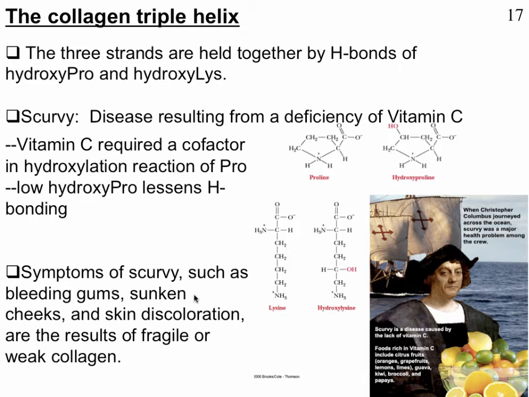So one problem that can happen from not having very good collagen is a disease called scurvy. Who's heard of it before? Some of you have, but there's an actual biochemical basis for why this happens. This disease results from a deficiency of vitamin C. Vitamin C is a cofactor required for hydroxylation of proline and lysine. So if you have lower amounts of hydroxyproline, you're going to have less hydrogen bonding, and therefore the collagen structure is not very strong. The symptoms of scurvy, such as bleeding gums, sunken teeth, and skin discoloration, are a result of having fragile or weak collagen due to not having very much hydrogen bonding.